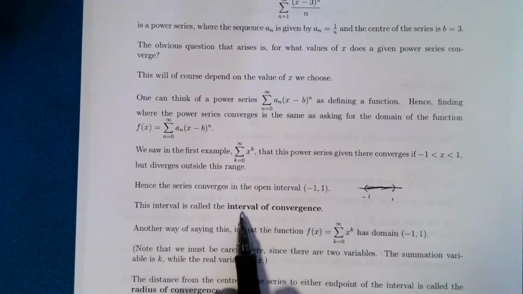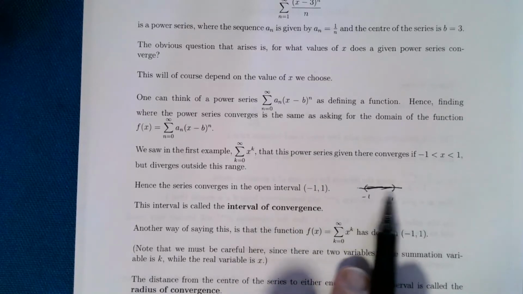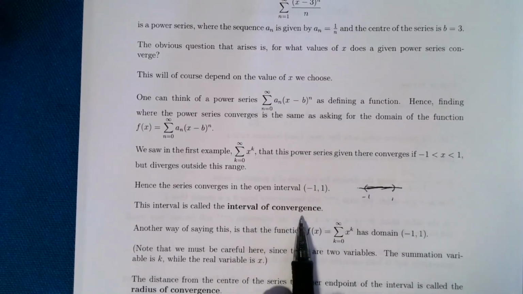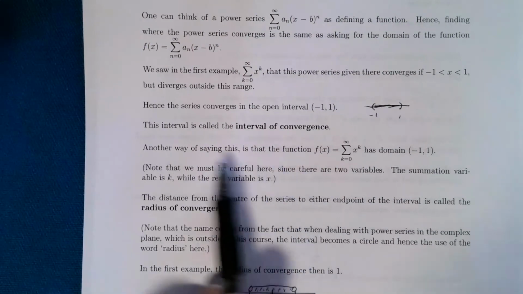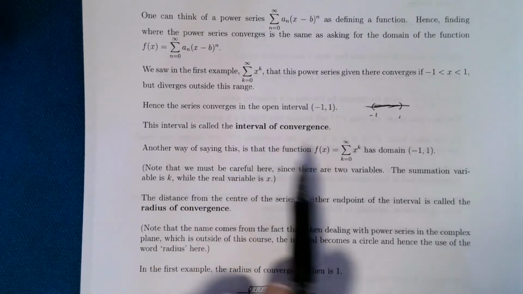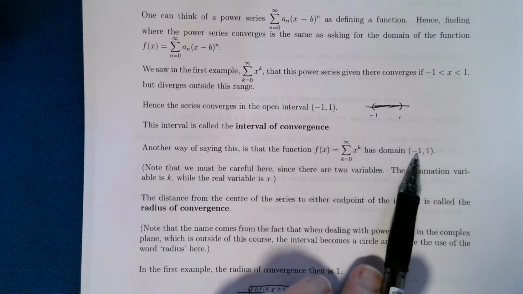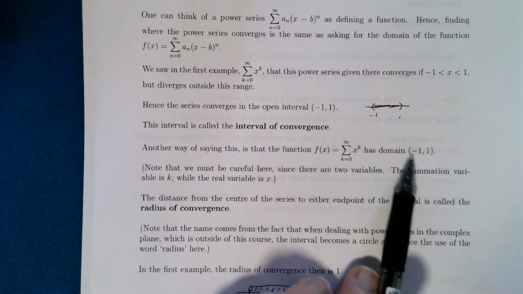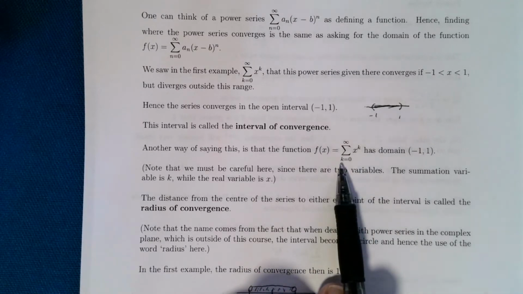Now this interval is called the interval of convergence. We're generally going to get intervals, called intervals of convergence. Another way of saying this in terms of our function analogy is to say that the function f of x equals this has domain -1 to 1. That's the interval, that is the domain of this function.